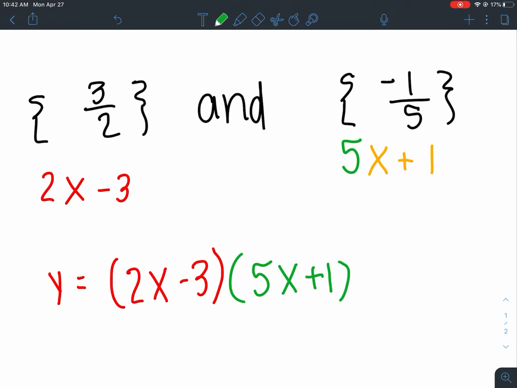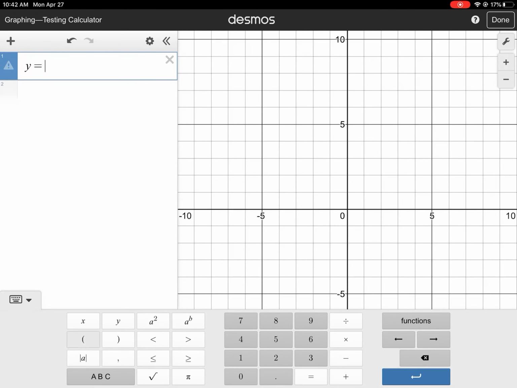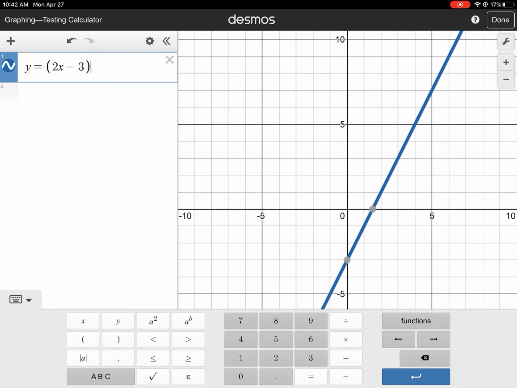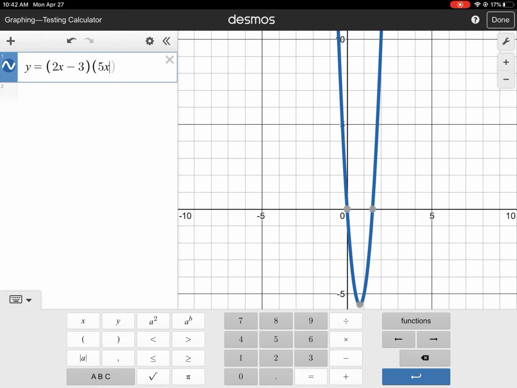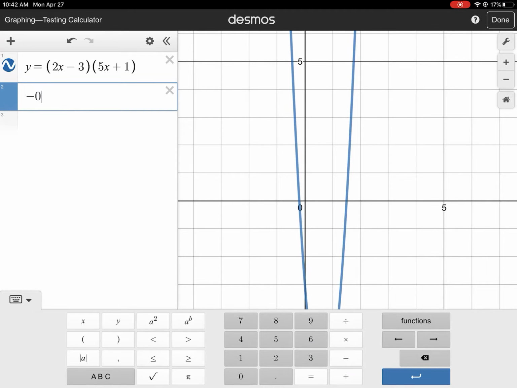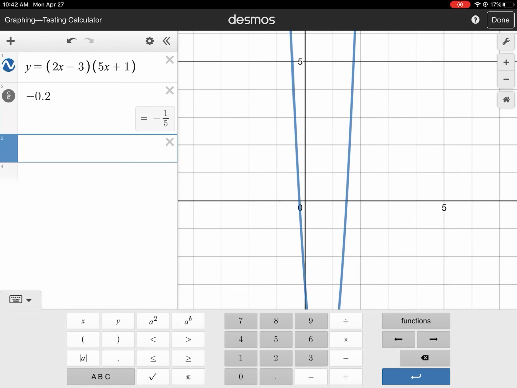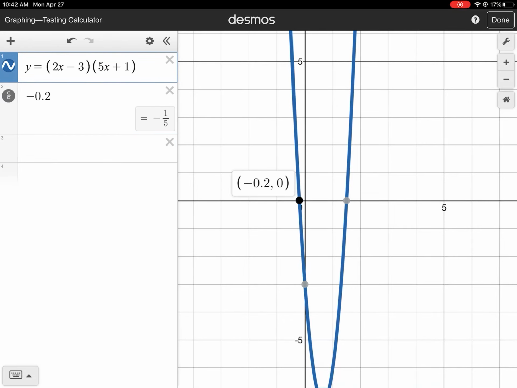If I were to graph this, I would get two solutions. I would get one at 3/2 and one at -1/5. Let's go ahead and try that out. Y equals 2x minus 3, and then 5x plus 1. So this is my quadratic. If I tap on it, I get 1.5 and -0.2. What's -0.2 equal as a fraction? If I click on that fraction, I get -1/5. So that's going to be that solution. So -1/5 was correct. The other one was 1.5.